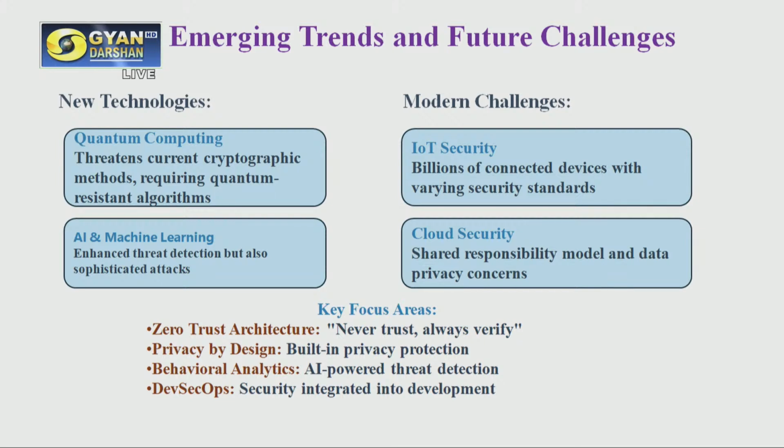So, emerging trends and future challenges. The new technologies include quantum computing. That's already been defined earlier in the slides. So what does quantum computing do? It threatens current cryptographic methods like RSA and AES, which are used in real-world, modern scenarios.